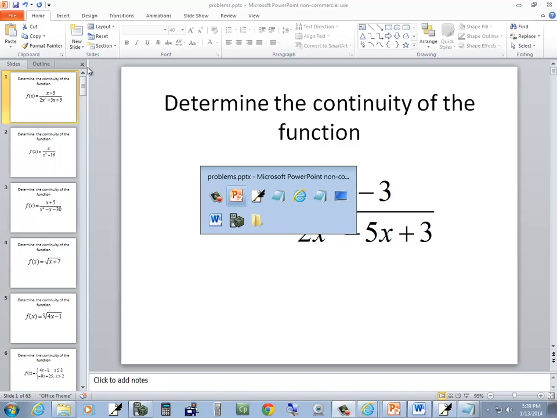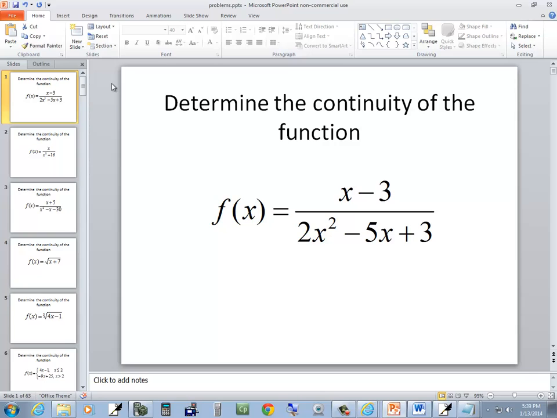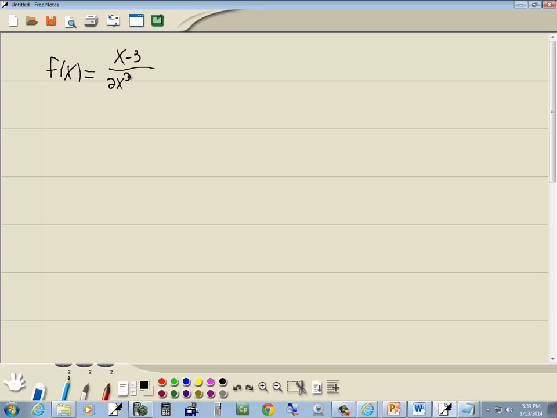Let's take a look at this problem. We've got f of x is equal to x minus 3 over 2x squared minus 5x plus 3. Now we've got a rational function again. What you need to do is find out where it's discontinuous.